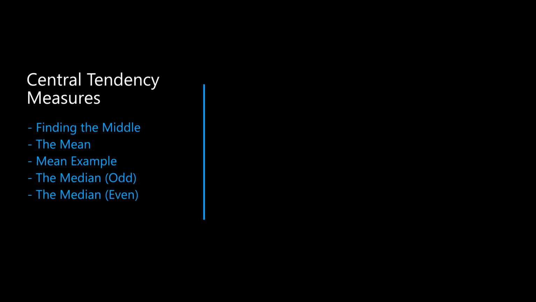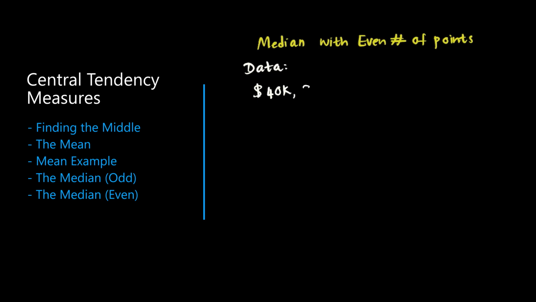Now, what if you have an even number of data points? Let's add another employee who makes $60,000. Our ordered salaries are now $40,000, $42,000, $45,000, $50,000.